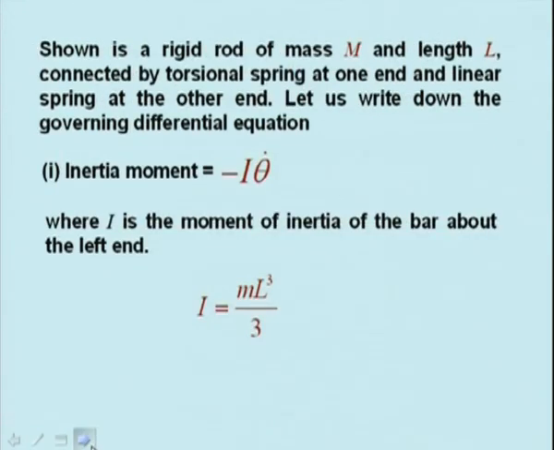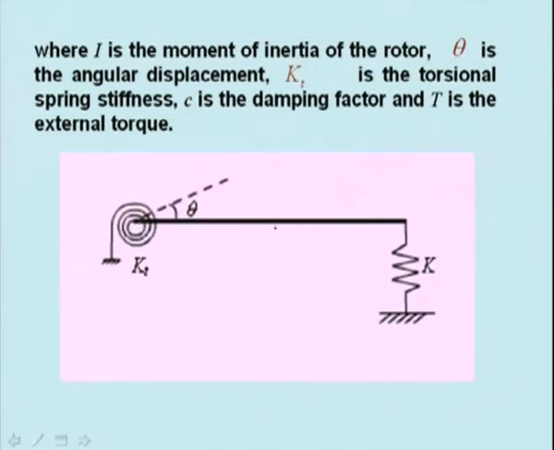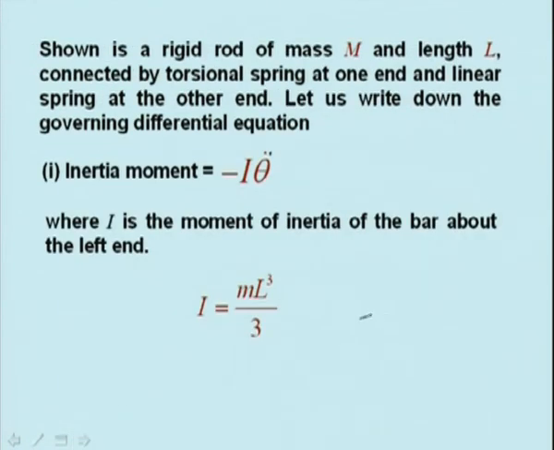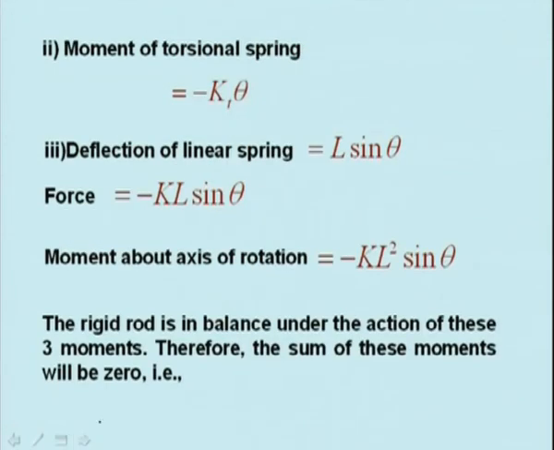Now the inertia moment is minus I theta double dot. I is the moment of inertia of the bar about the left end, and this is given by ml square by 3. You have a rod, a uniform cylindrical rod, its moment of inertia about this point is ml square by 3. About its CG, it is ml square by 12. So I is equal to ml square by 3.